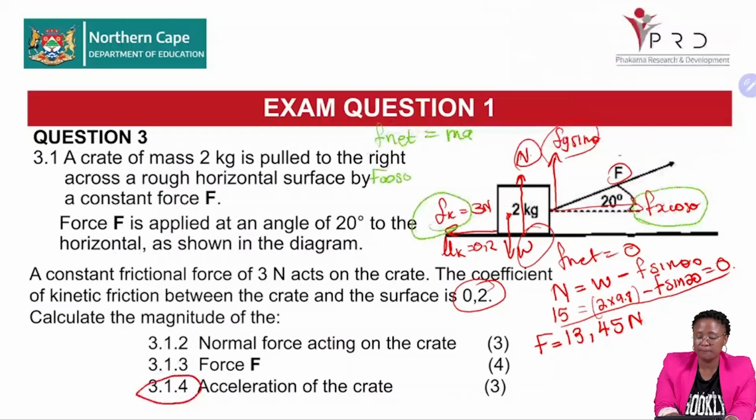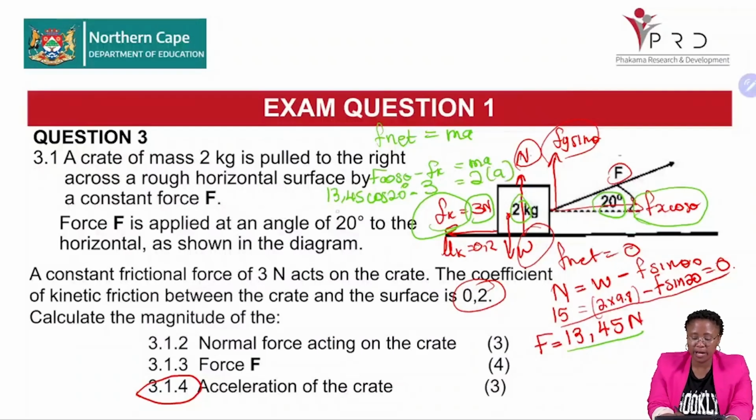So therefore, I'll have F net is equal to ma, where my F net will be F cos theta minus the Fk is equal to ma. What is the F cos theta? You already have the value of F, which is 13.45, and then the cos of which angle, the 20 degrees angle, minus Fk that we were given, which is the 3, equals to the mass. Mass is 2. We are looking for the acceleration.